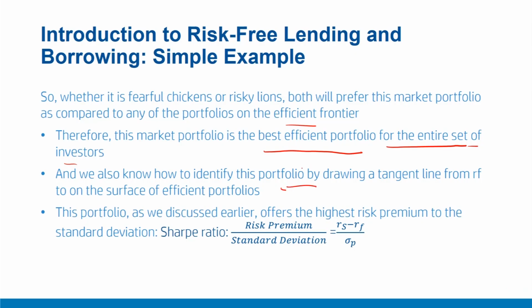We need to draw a tangent line from the risk-free instrument RF to the original efficient portfolios that we identified. This tangent line will give us that market portfolio. This portfolio offers us the highest risk premium, that means the highest value of the Sharpe ratio, which is RS minus RF upon sigma p, or the slope. The amount of risk premium per unit of risk offered by this market portfolio is highest, which represents the slope of this line.